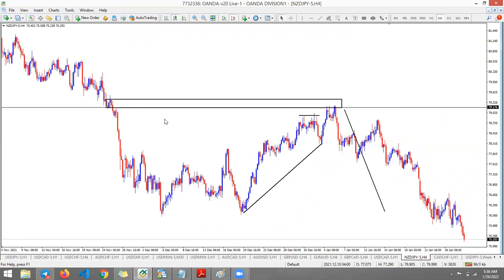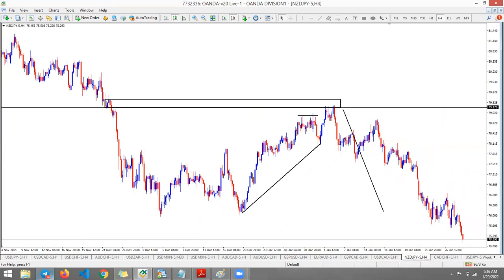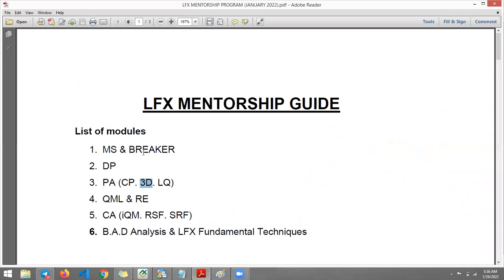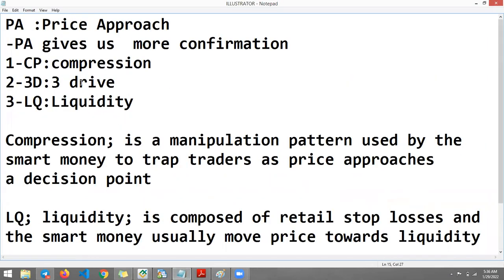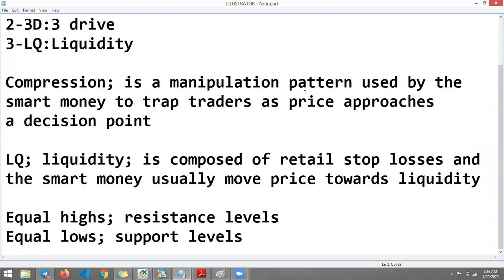Yeah, so I think that is it for today. So under session 3, we've done price approach. So I've covered what we call the compression, the 3 drive, and liquidity. So now price approach basically gives us more confirmation when we're looking to place our entries at our decision points. Yeah, let me call it a session.